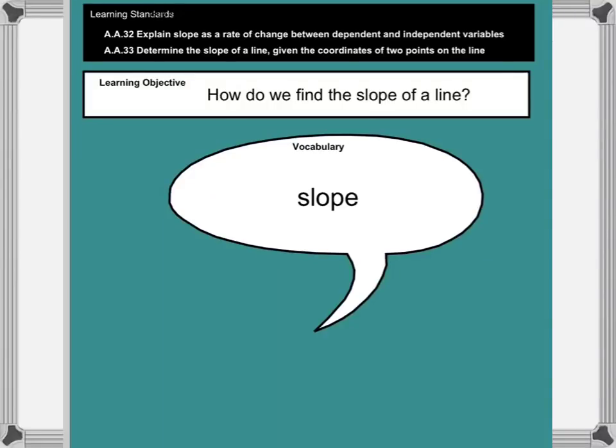Okay, so today we're going to talk about finding the slope of a line. We're going to cover two integrated algebra learning standards: explain how slope is a rate of change between dependent and independent variables, and determine the slope of a line given the coordinates of 2 points on that line.